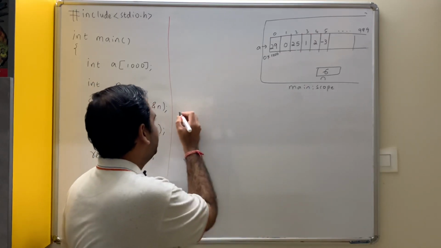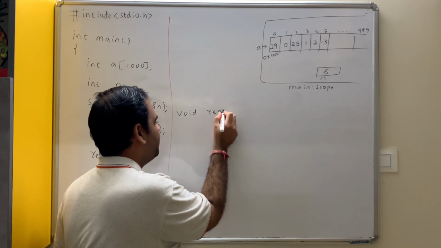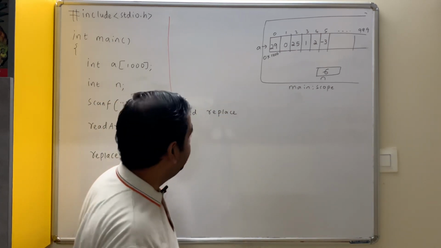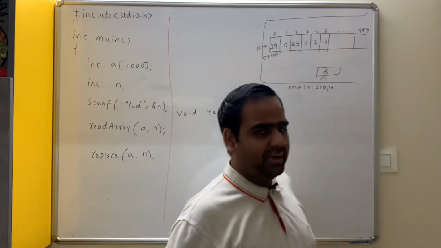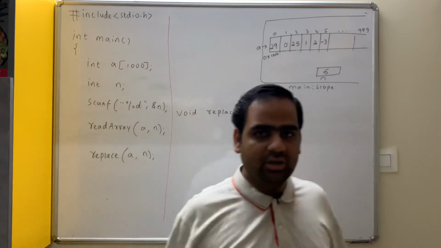Now what is the function name? The function name is, I say, void replace. If I want to change, I will change the prototype later. As of now, let it be void. What is the first parameter over here? The first parameter is A. It is an integer one dimensional array.